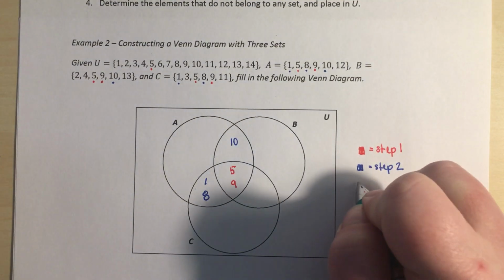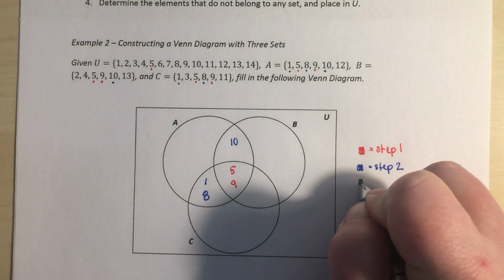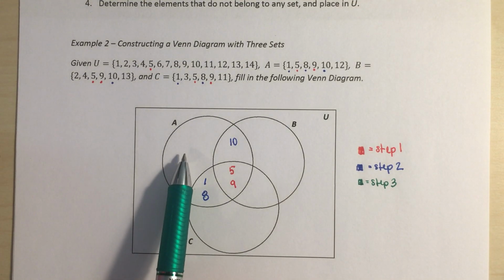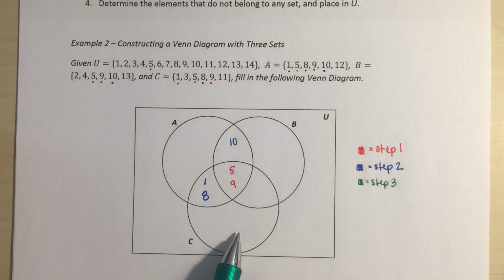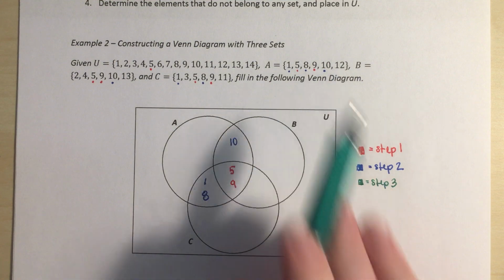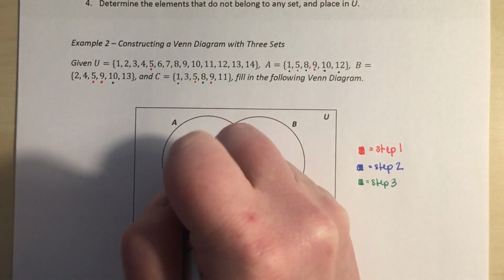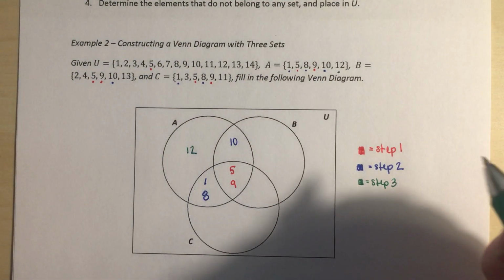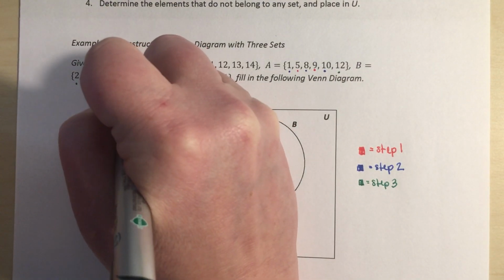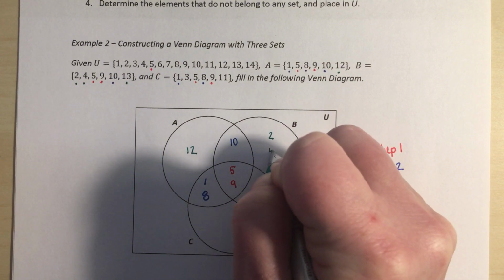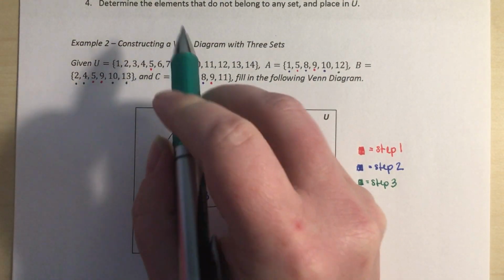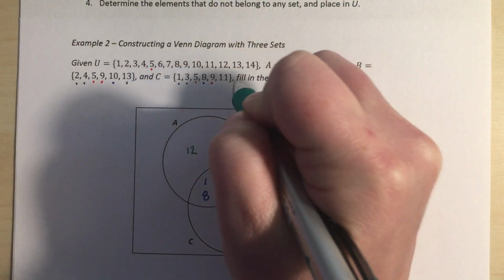Now our next step is to fill in the elements that are just in set A, just in set B, and just in set C. If we look at our list for A, the only thing we haven't used yet in set A is the number 12. We look at set B. We haven't used 2, 4, or 13. And then in set C, we haven't used 3 or 11.